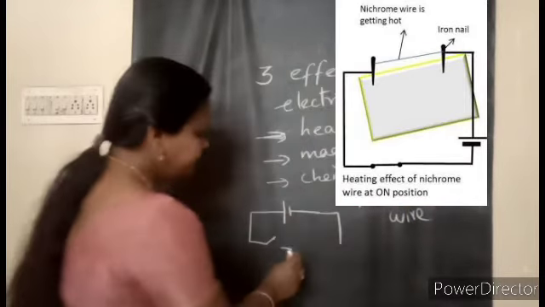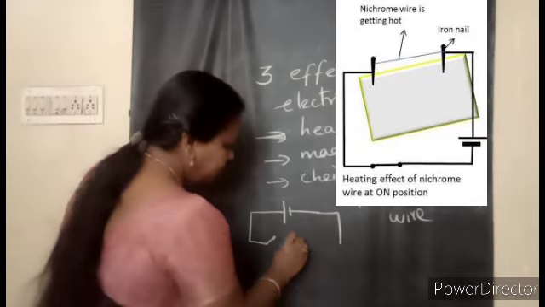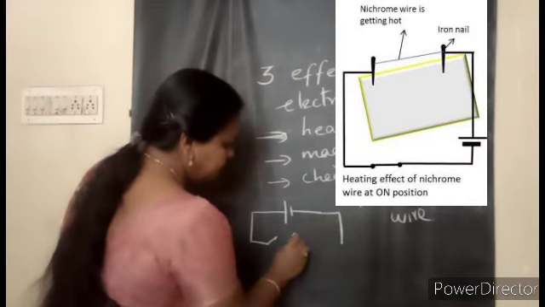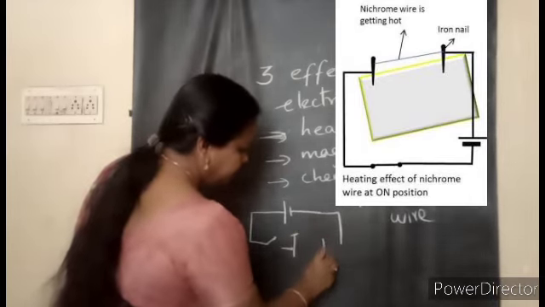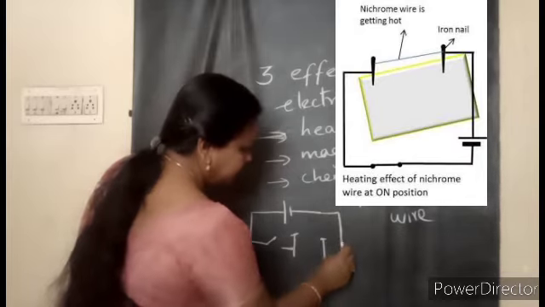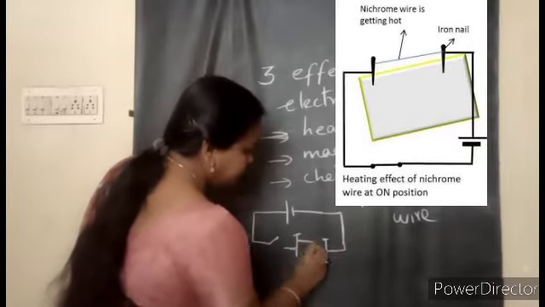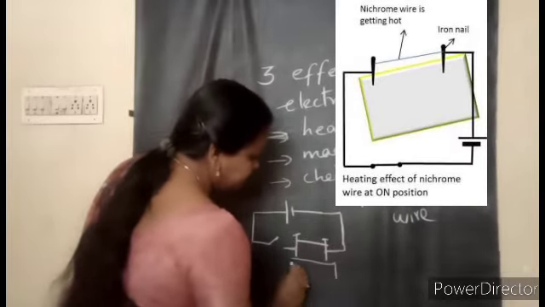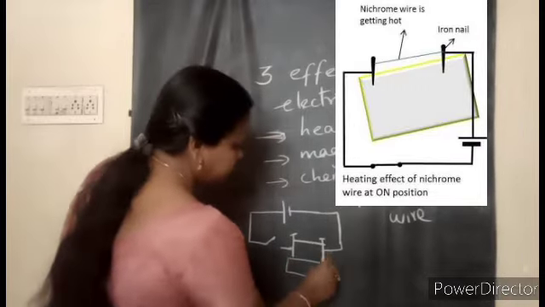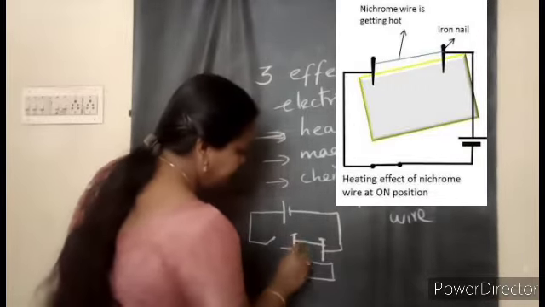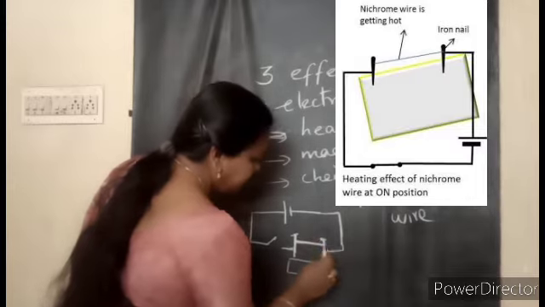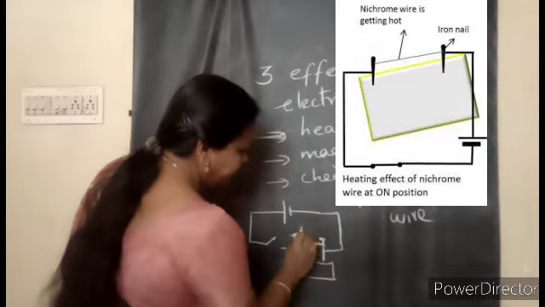That nichrome wire will be connected to two iron nails. You will connect first. And here the nichrome wire is connected. To keep this, we can keep it on a stand. So this is the iron nail, and here we have the nichrome wire.